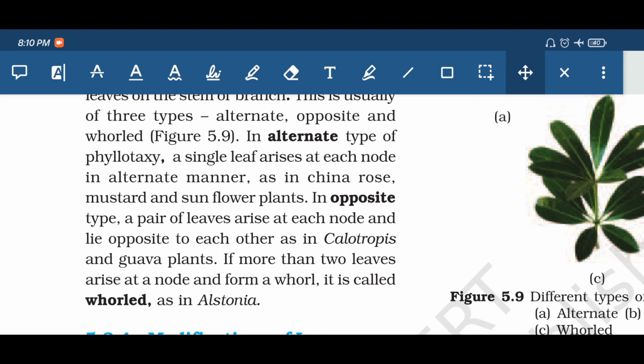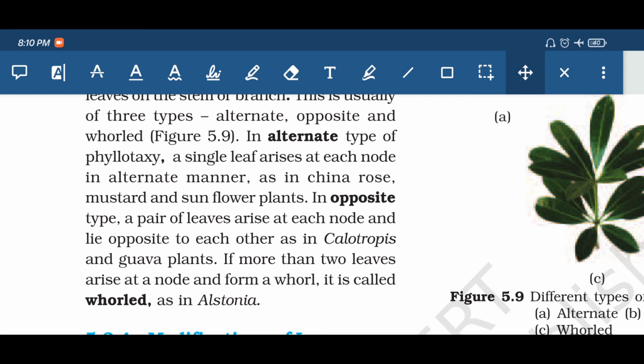If you see a China rose plant, at one node we have only one leaf. If one leaf at one node is on the right side, then at the very next node, the leaf is present on the other side. So it becomes alternate.